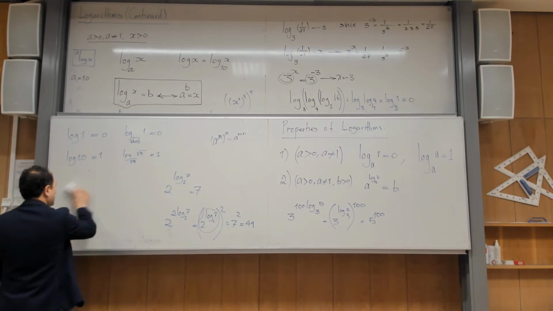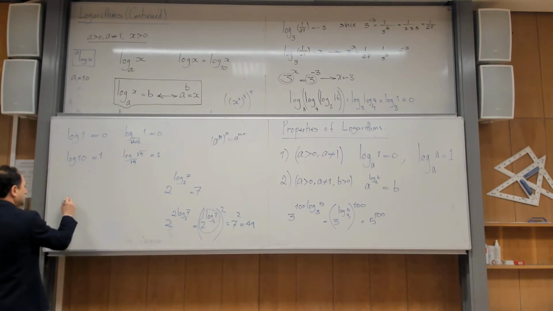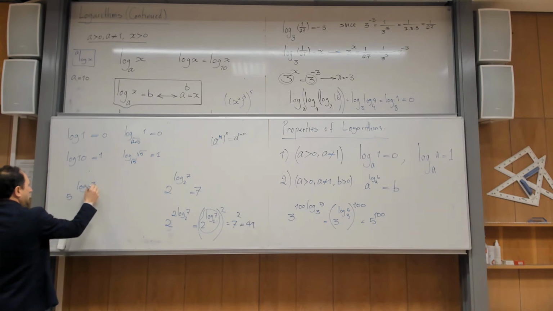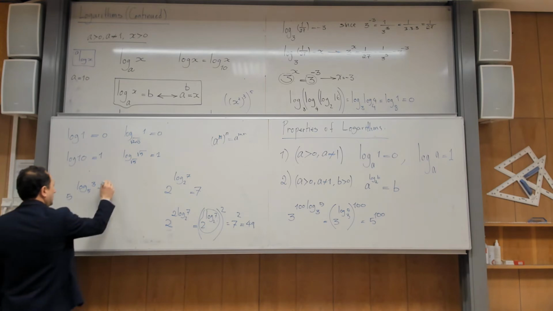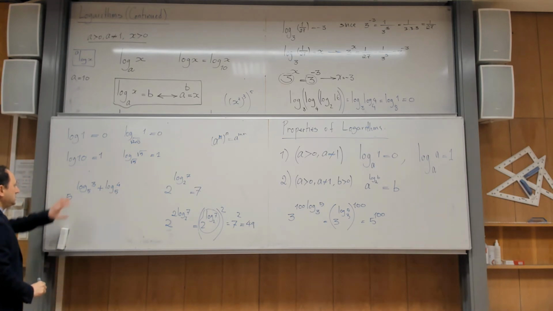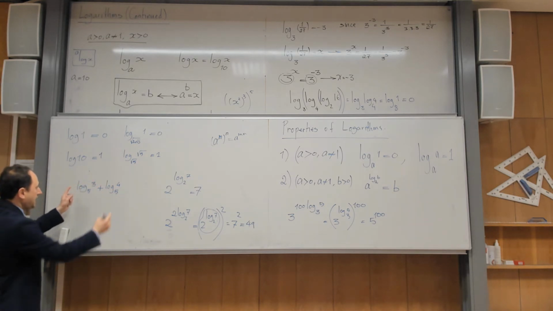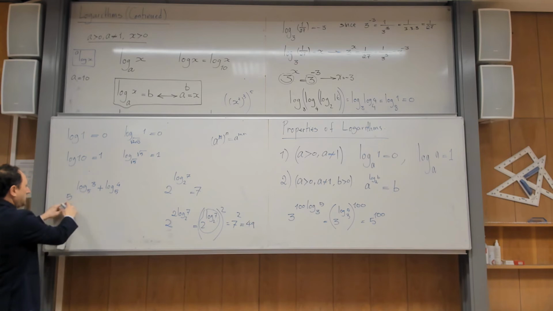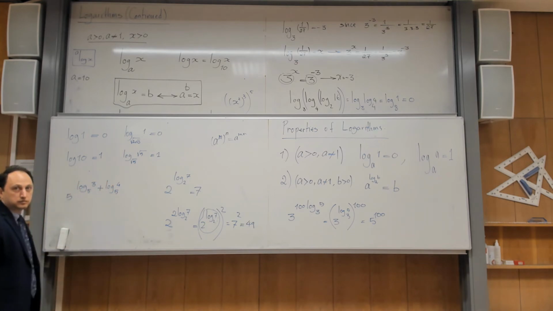What do you think about this scenario? For example, let me write 5 to the log of 3 base 5, and then plus log of 4 base 5. So this is a number, that's a number, I add them, it becomes a number, I raise 5 to that power.